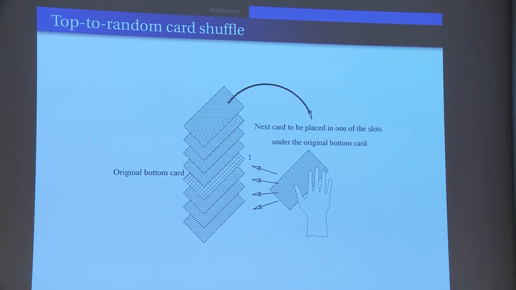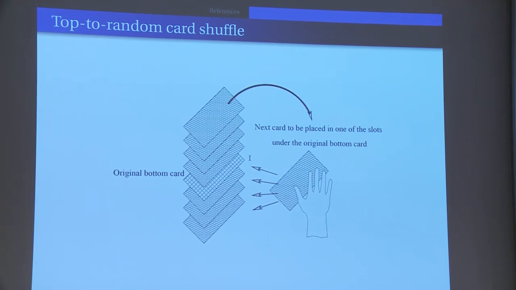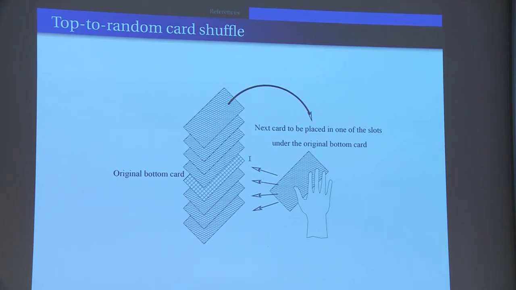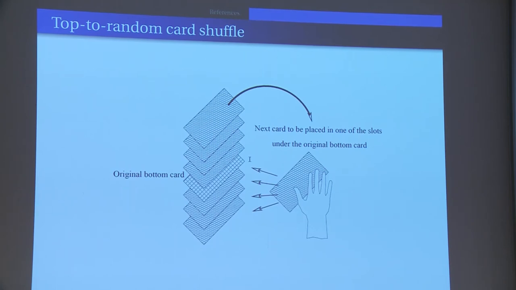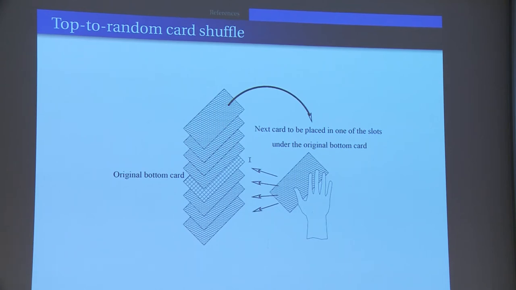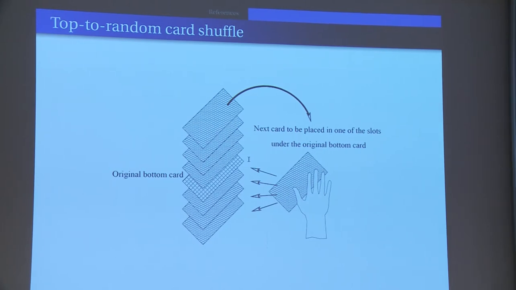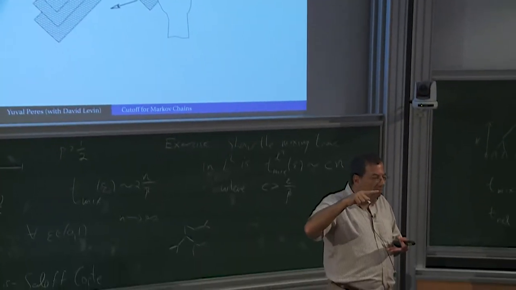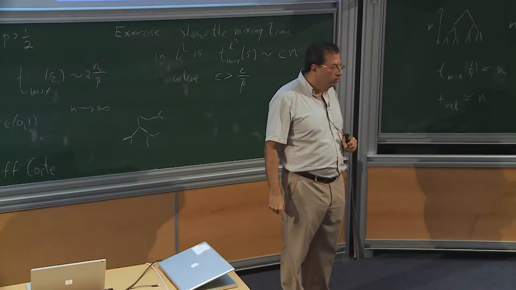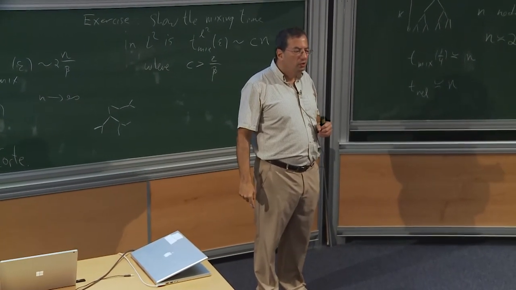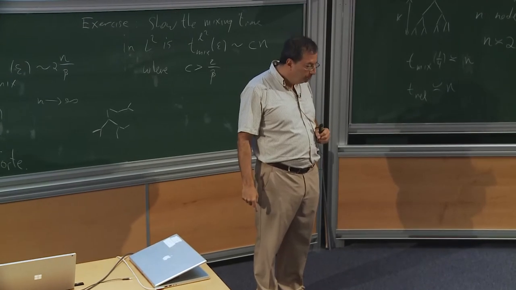So what is the chain? We have n cards stacked. Take the top card, remove it from the deck, and stick it in a uniform spot. After we remove the top card, we have n minus 1 cards, and there are n spaces, because we can put it in the very bottom or at the very top. So the n minus 1 remaining cards define n spaces between them, and we put the card uniformly in one of those n spaces. That is called top to random insertion.